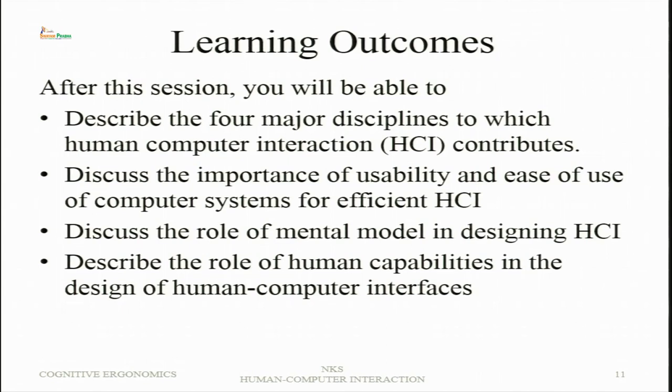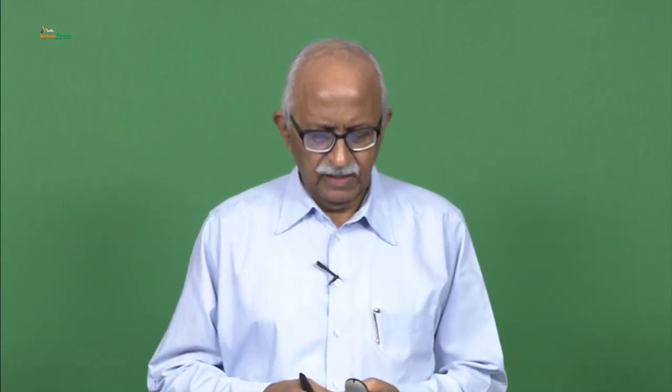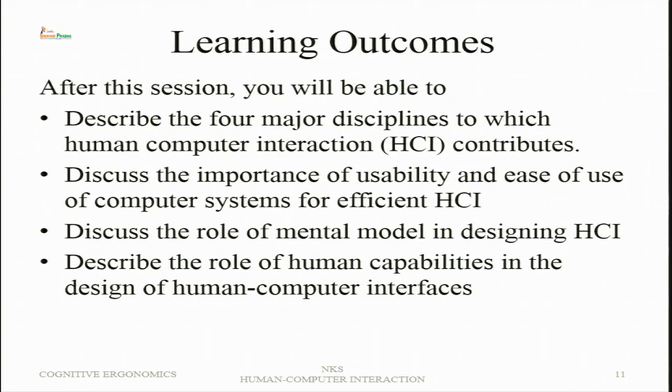Now, in today's session, the topics that will be covered will help you in answering certain questions or describing certain situations. So after this session, you will be able to describe the four major disciplines to which human-computer interaction contributes. We'll look at these disciplines, and discuss the importance of usability and ease of use of computer systems for efficient HCI. So usability and usefulness are two very major components of whether a system will be accepted or not, whether a computer or an automation will be accepted or not. And this includes everything about the computer, the internet, the web, the system itself sitting on a desktop, for example, and so on.